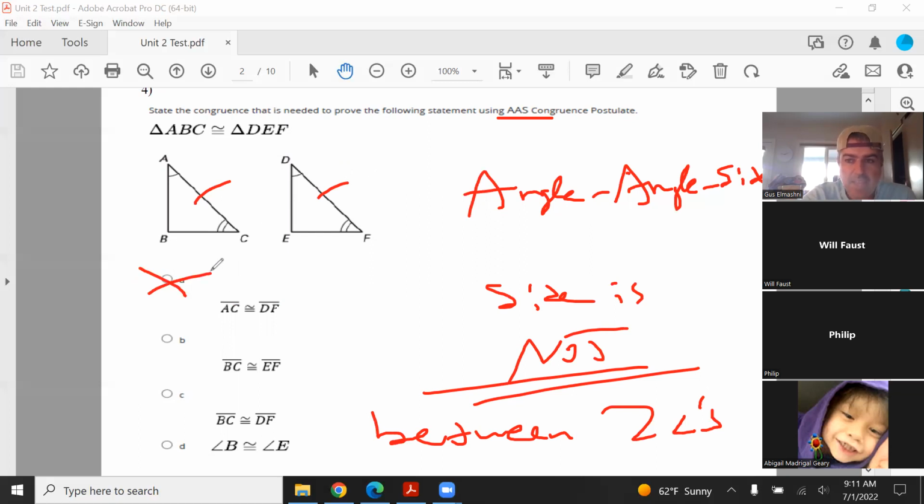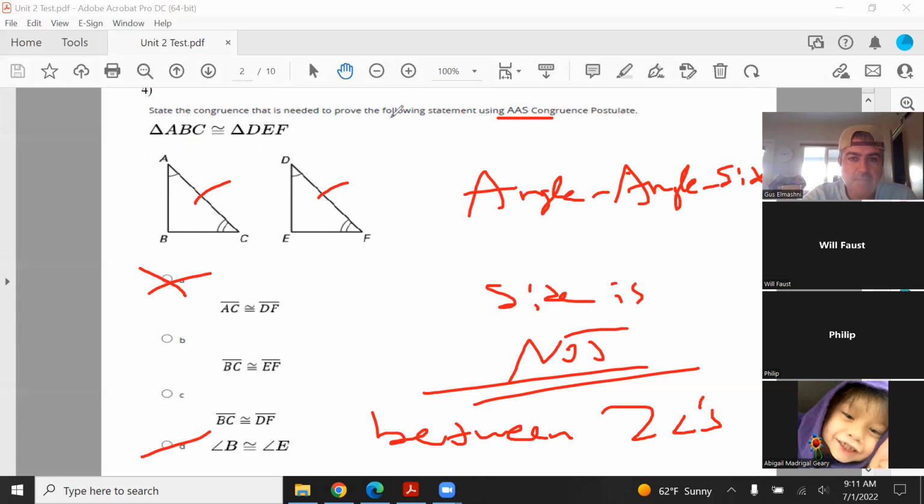And you need another side, right? Because we have two angles. So you need to be able to read these markings correctly. That means that angle A and angle D are equal. That's given to us. Angle C and angle F are equal. That's given to us. So you need another side. So definitely D is out. So it's down to these two.